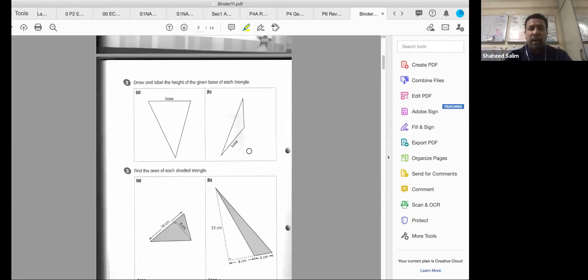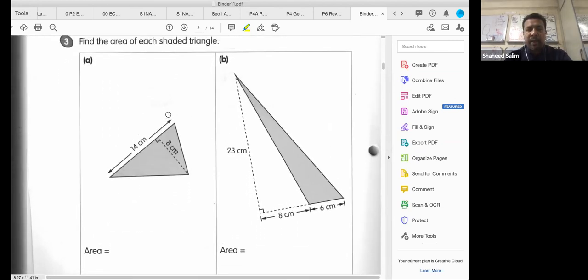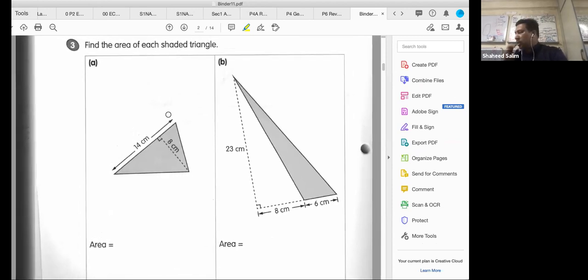Okay, now this is the next one. They want you to find the area of each shaded triangle. Sum area of each shaded triangle.